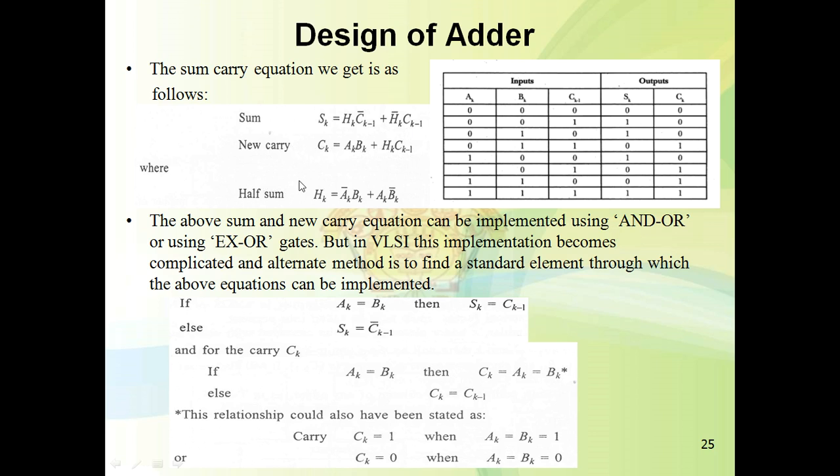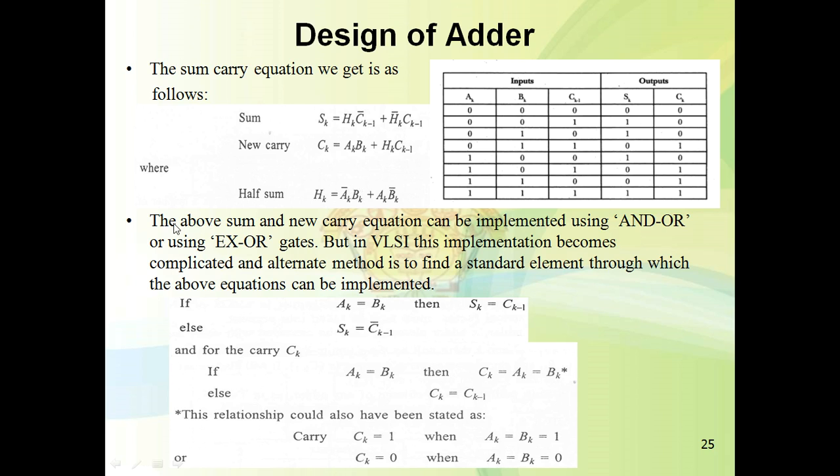So therefore, what is hk? hk is the half adder or half sum. So half sum hk is equal to ak bar bk plus ak into bk bar. Okay, so this is your half adder.